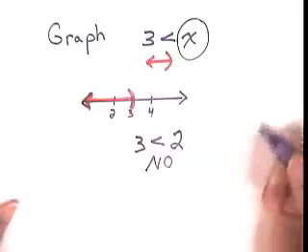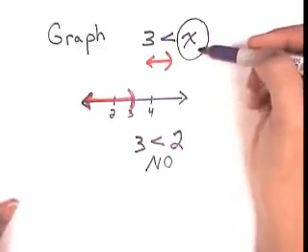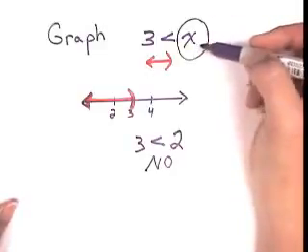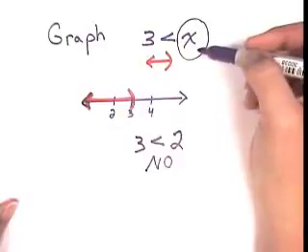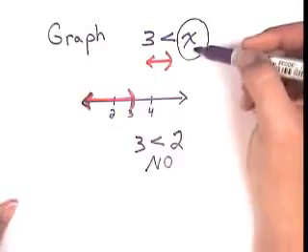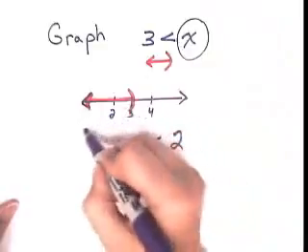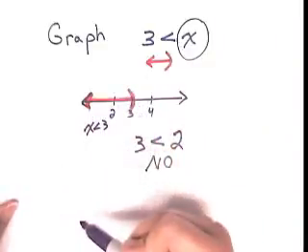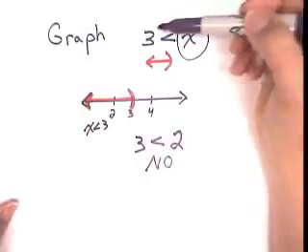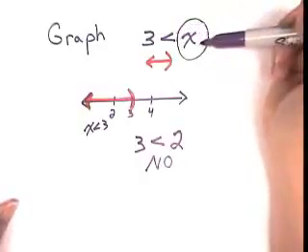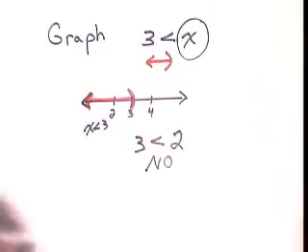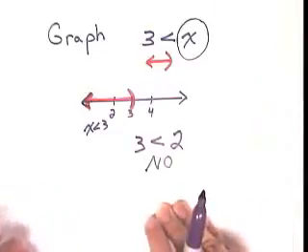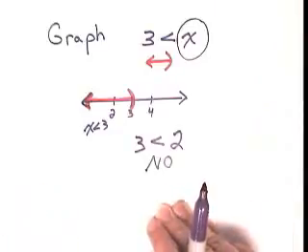The reason I can't just graph this in the way it's written is because I've been asked to graph values for x. I was not told that x is less than 3, which is what I graphed. I graphed x is less than 3, anything smaller. What my inequality said was that 3 was less than x. So what we have to pay attention to when we graph is where the variable is.